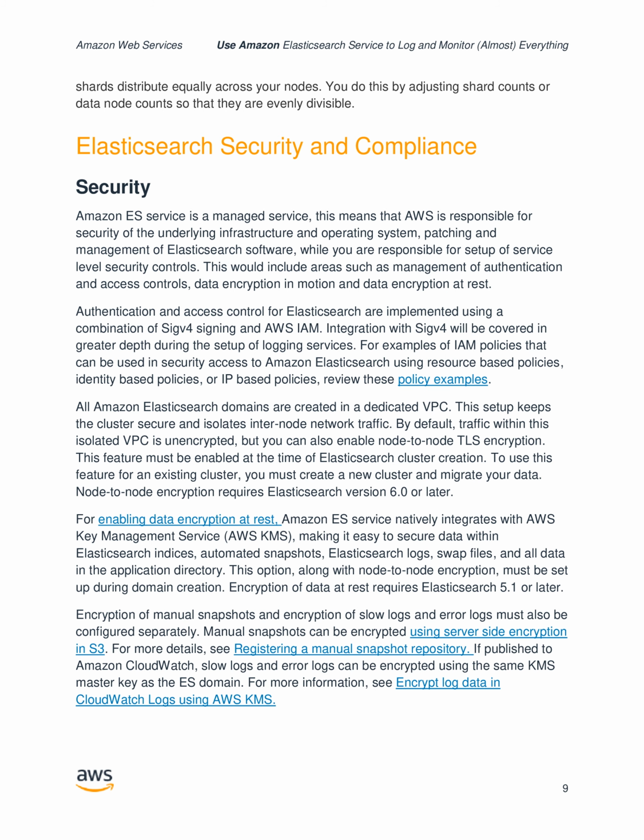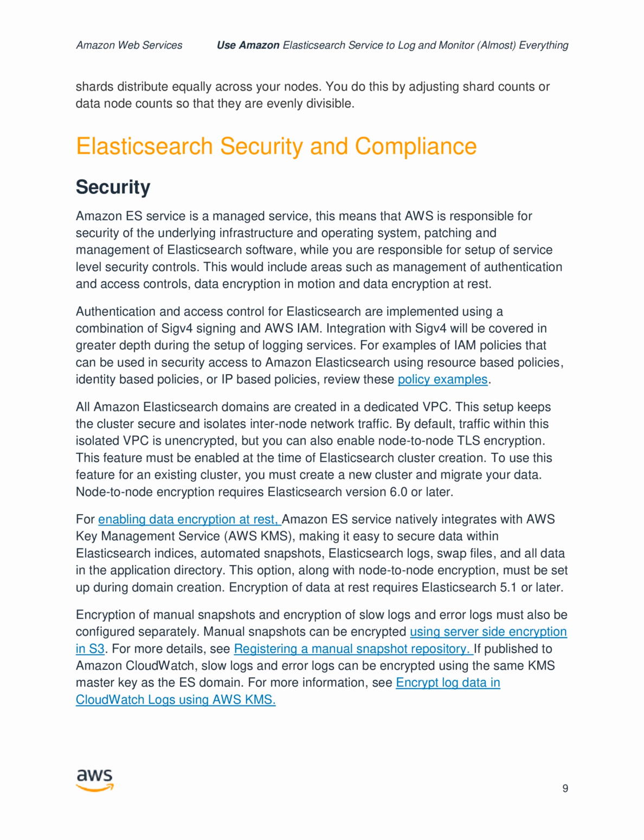All Amazon Elasticsearch domains are created in a dedicated VPC. This setup keeps the cluster secure and isolates internode network traffic. By default, traffic within this isolated VPC is unencrypted, but you can also enable node-to-node TLS encryption. This feature must be enabled at the time of Elasticsearch cluster creation. To use this feature for an existing cluster, you must create a new cluster and migrate your data. Node-to-node encryption requires Elasticsearch version 6.0 or later.